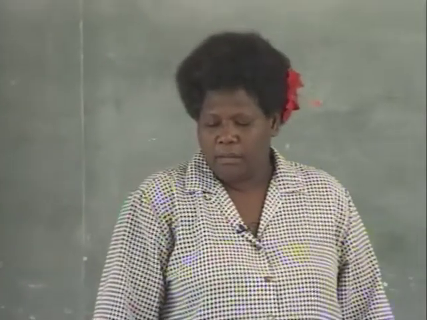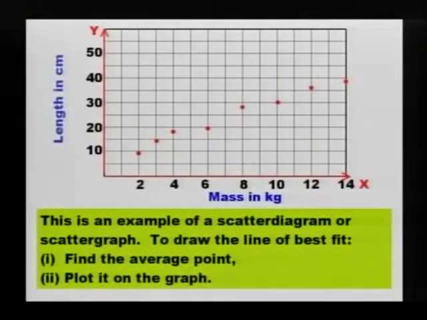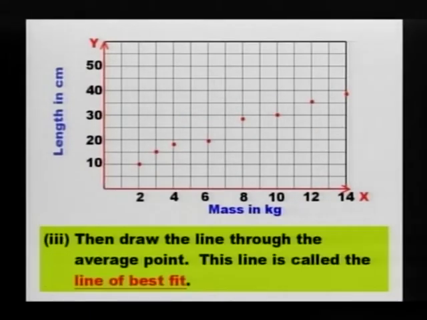And then after that, you will usually be asked to draw the line of best fit. To draw the line of best fit, there are 3 steps that are required. First, you find the average point. Then you plot the average point on the graph. And then you draw the line of best fit. Okay, the line usually passes through the average point.